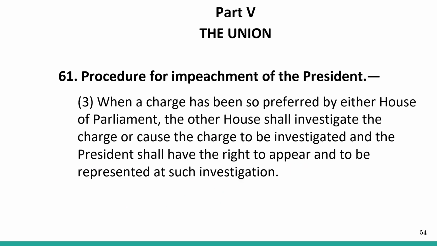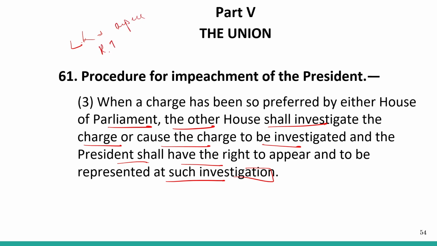And when a charge has been so preferred in either house of parliament, the other house shall investigate the charge or cause the charge to be investigated, and the president shall have the right to appear in such representation. So, if Lok Sabha prefers the impeachment, it will be Rajya Sabha who will be verifying whether this impeachment should take place or not.